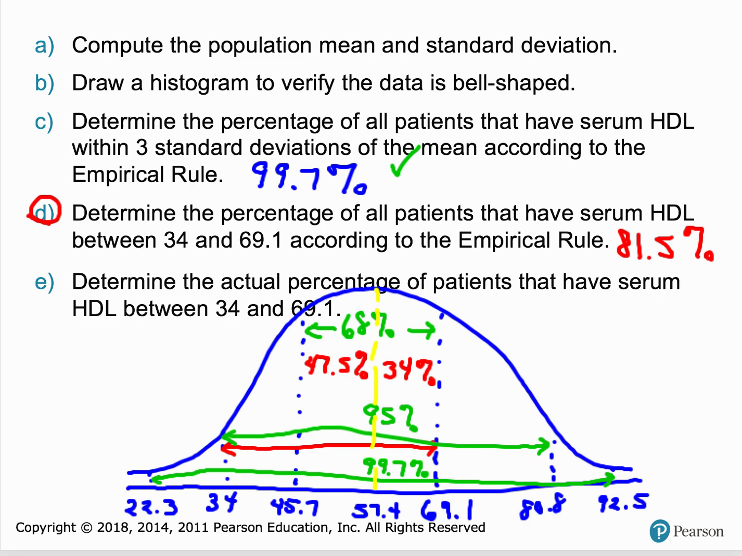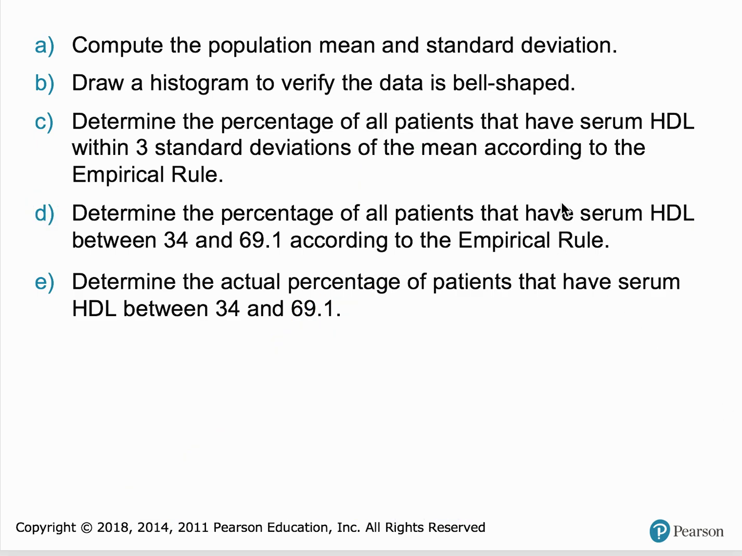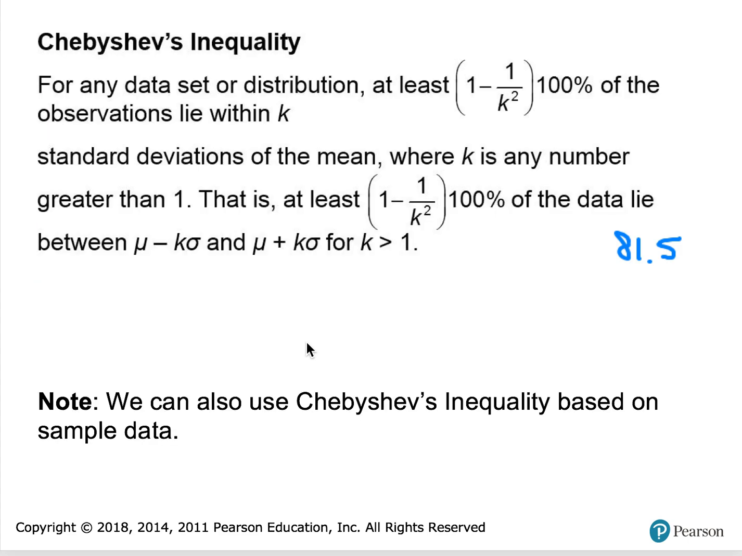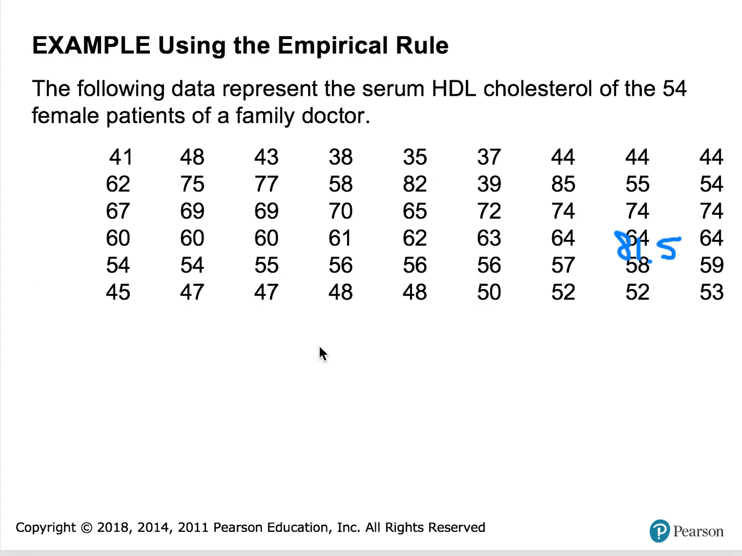Okay, I'm going to erase all this and put that 81.5 back. All right, 34 and 69. Between 34 and 69. Okay, so 69 is going to be included. 34 is not, because it says between there.